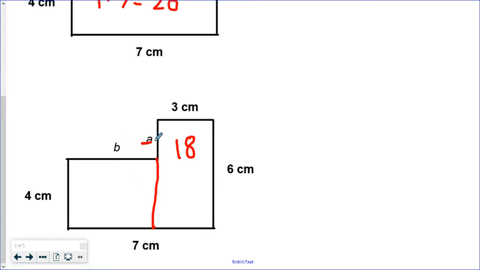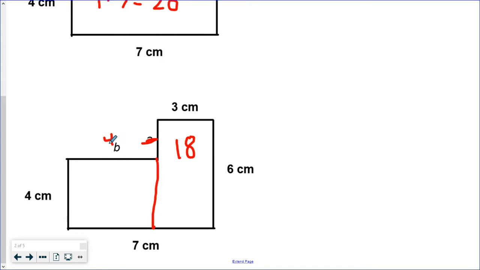So in this problem here, I don't need to know what A is because A doesn't help me, but B, I do need to find out what B is. And in order to figure out what B is, I want to take the lines that are parallel to it. So here's B. The lines that are parallel are this one, which is 7 centimeters, and this one here, which is 3 centimeters. So I'm going to subtract the 7 and the 3. 7 minus 3, excuse me, is going to be 4. So the B is 4.